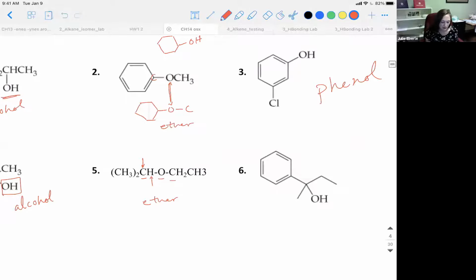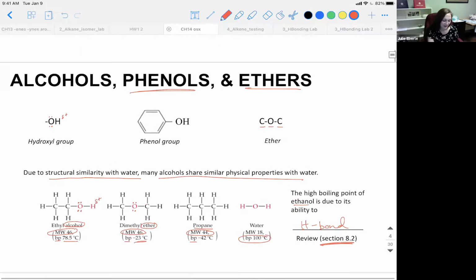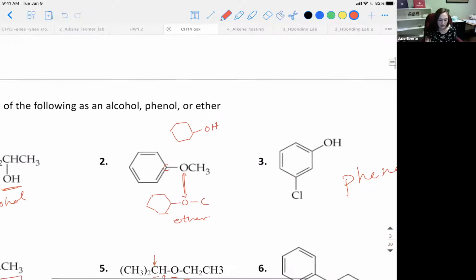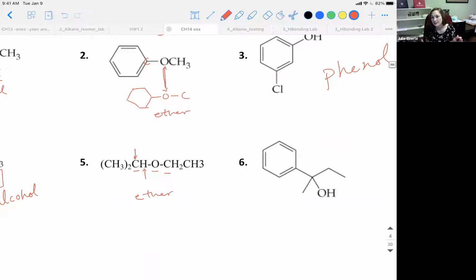And then lastly, what do y'all think about 6? Would it be a phenol? So we do have an aromatic and we do have an OH group, but this is kind of specific. Remember a phenol, the OH group is directly bonded to one of the carbons in the aromatic. Would it be an ether? No, an ether must have a carbon, oxygen, carbon sequence. So by process of elimination, everyone, this is a what? An alcohol because it's an OH group connected to a molecule.